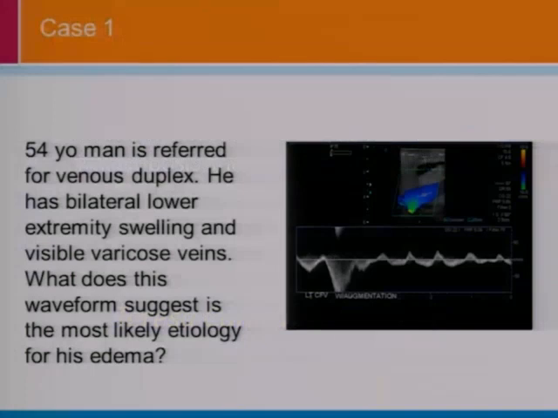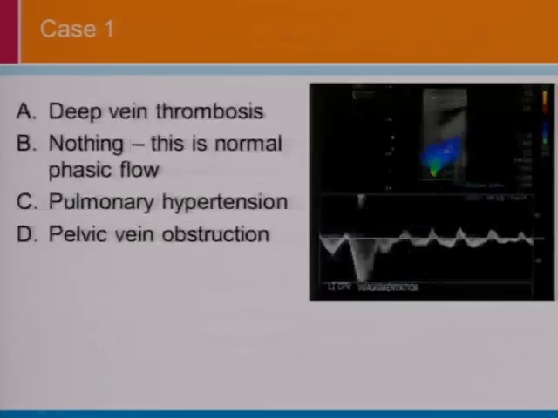Okay, so case one, a 54-year-old man referred for venous duplex. He has bilateral lower extremity swelling, visible varicosities, and his waveform is as shown. So the question is, what's the most likely etiology for his edema? And if we can start the audience response.